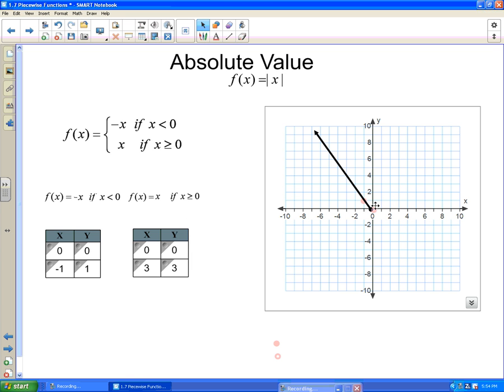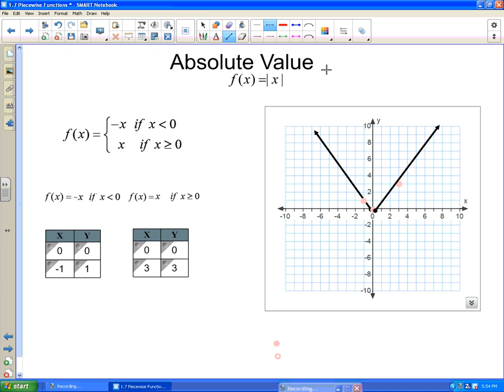The closed dot always will override the open dot, and that's okay. You can have a dot on top of another dot. And then I have the point 3, 3. So I pick up the point, and I go out to the point 3, 3. And then I connect that. And I now have my absolute value graph.